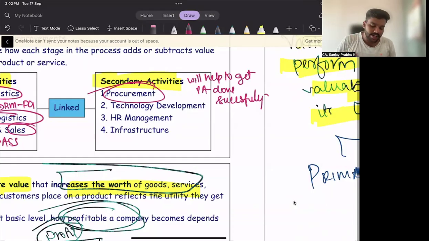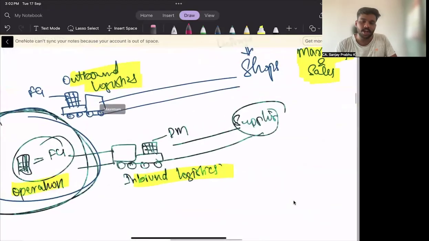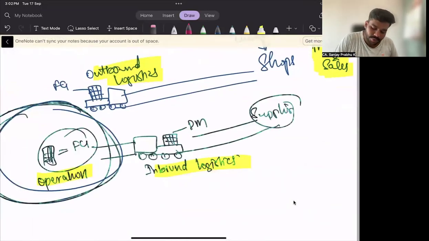So what are the things you need to perform the primary activities? Those resources you need to acquire first. That is called procurement. Acquiring the inputs for the primary activities is known as procurement. So you see, look here. Here my lorry is bringing the raw materials within the boundary, right? So before bringing, I want to purchase it, right?